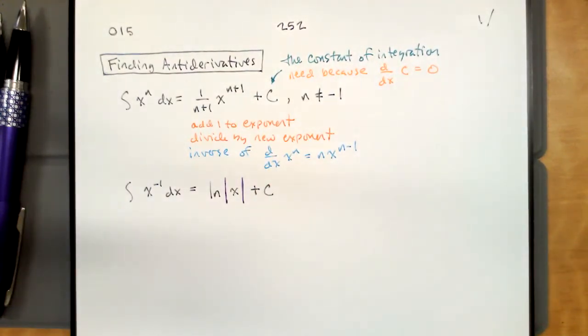So now we've covered up the gap that showed up in our first one. When we have x to the negative 1, we'll use natural log of x, absolute value of x. X to the anything else, add one to the exponent, divide by the new exponent. Any questions?